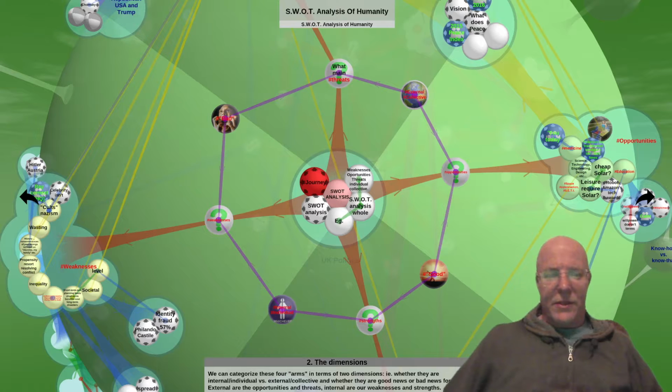2. The dimensions. We can categorize these four arms in terms of two dimensions. That's to say, whether they are internal, individual, versus external, collective, and whether they are good news or bad news for us. External are the opportunities and threats. Internal are our weaknesses and strengths.